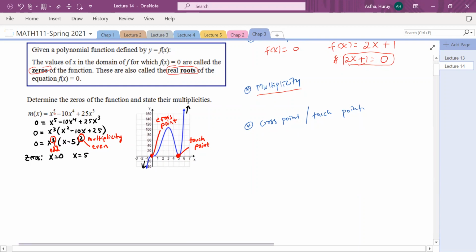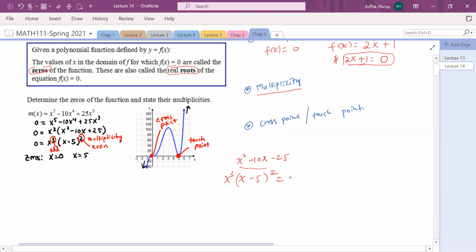To find the zeros of this, we set this function to 0. As you can see, we have x to the 5th, x to the 4th, and x cubed, so we can factor out x cubed, and then we have x squared minus 10x plus 25 left. And this one we can factorize. Of course, this is a perfect square, so this is x minus 5 squared, and we have x cubed on the other side.